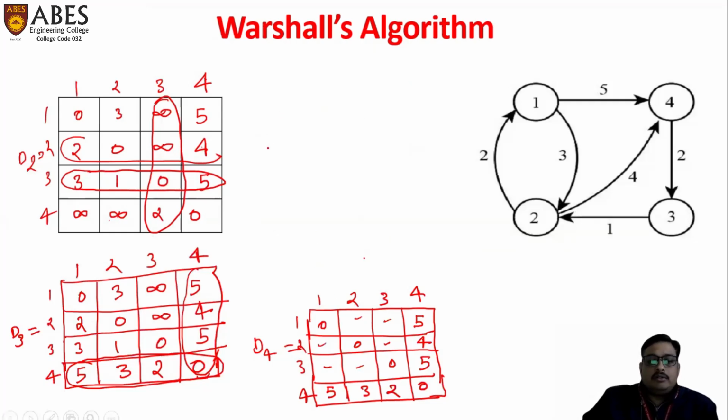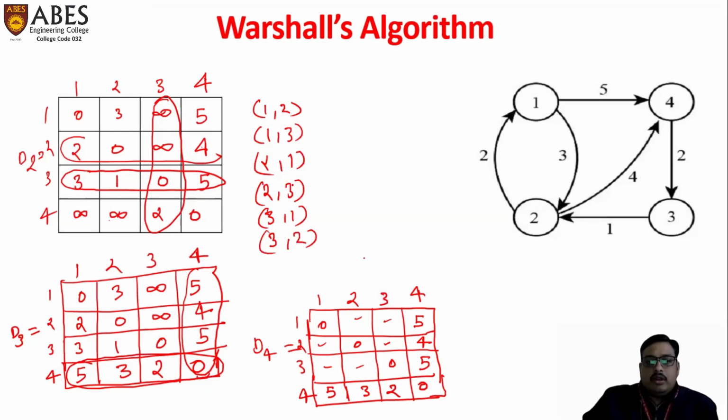So we need to calculate 1,2; 1,3; 1,2; 1,3; 2,1; and 2,3; then 3,1; and 3,2. Okay. So we need to calculate only these 6 values here.